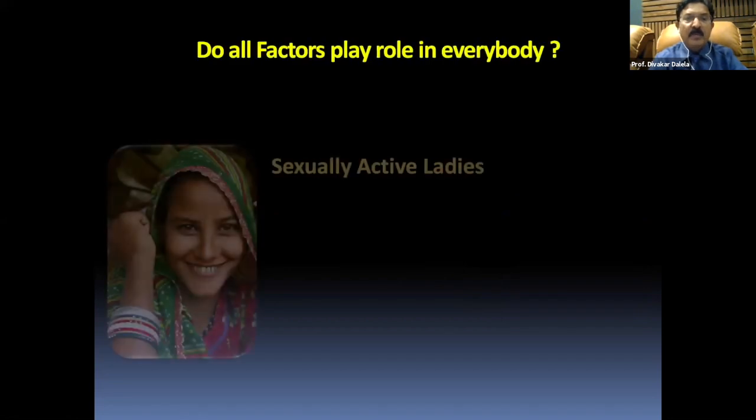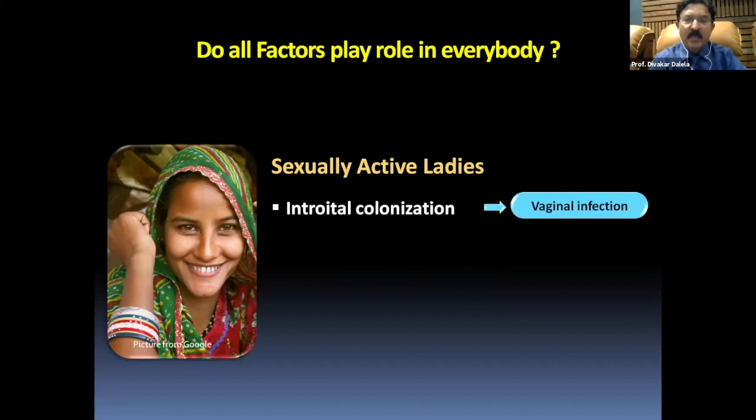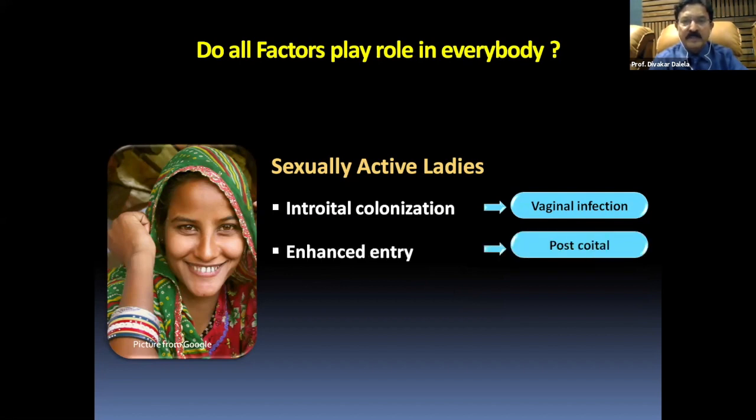If I were to talk about sexually active ladies, in this age group the introital colonization is more because of vaginal infection they can have. Many ladies have vaginosis, bacterial vaginosis, fungal or bacterial infection, which trickle down to the introitus and cause colonization.